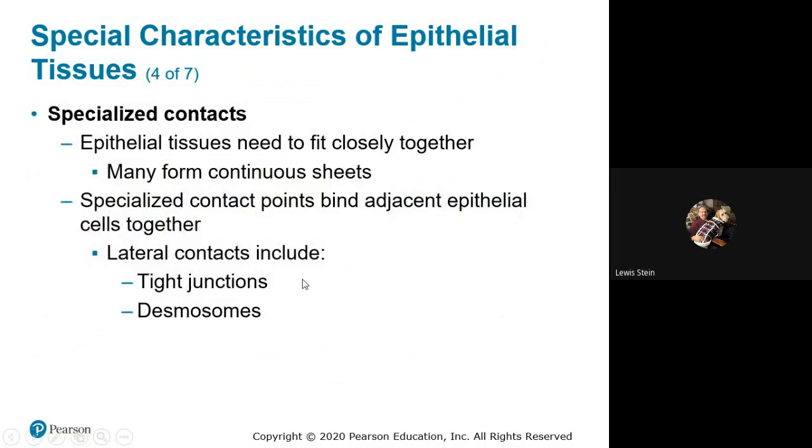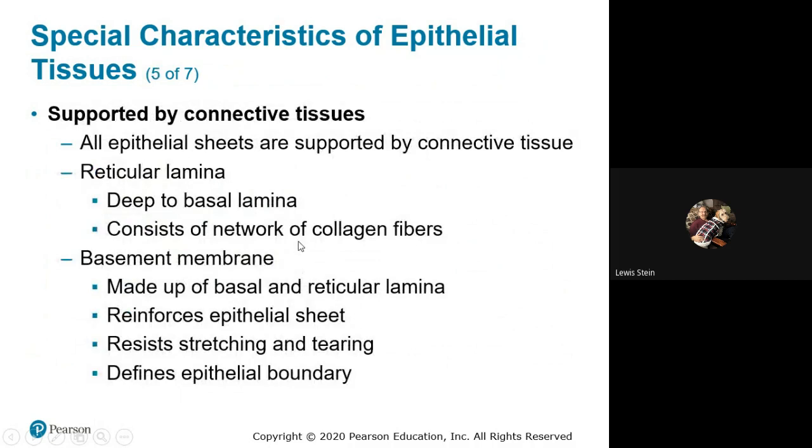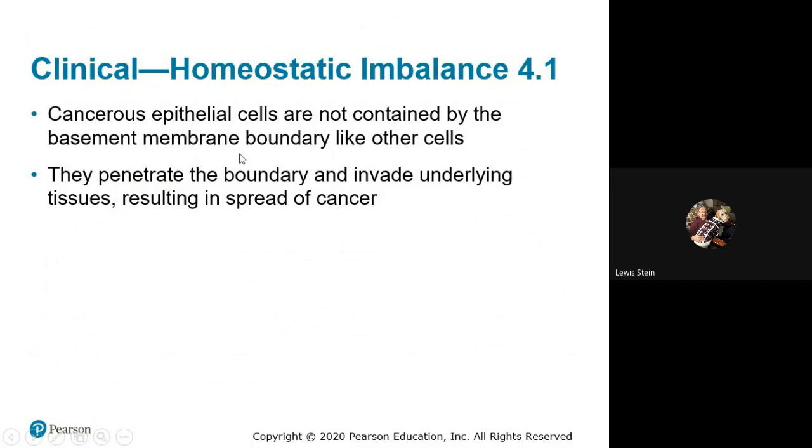So again, tight junctions and desmosomes, depending on what they do. You're going to see desmosomes are about tensile strength, tight junctions, watertight. Connective tissue, they have layers that are underneath that base layer, collagen fibers, reinforcing it, against tearing, stretching, effectively creating boundaries. The big thing cancers do is they don't acknowledge boundaries, they invade. They're hungry. They're looking for the next meal. And it doesn't matter what they go through.